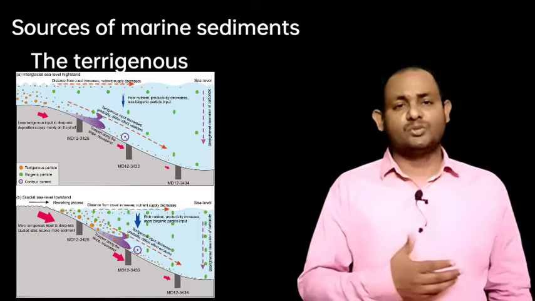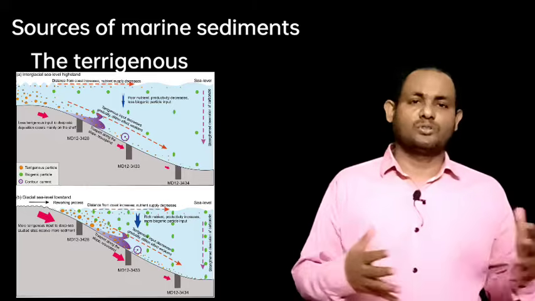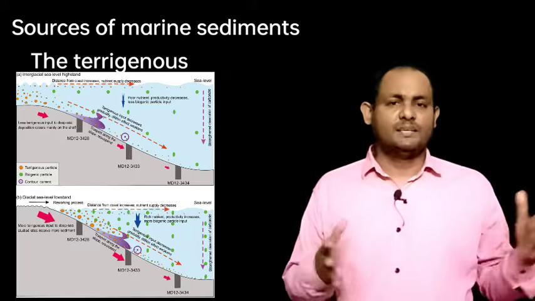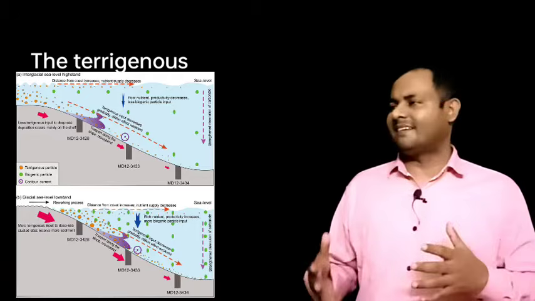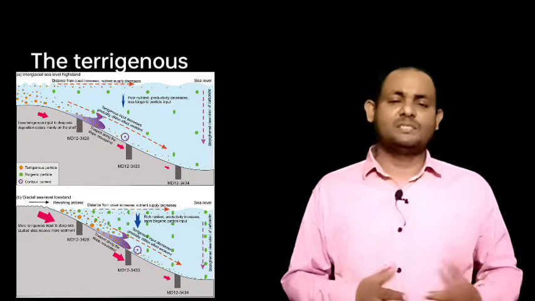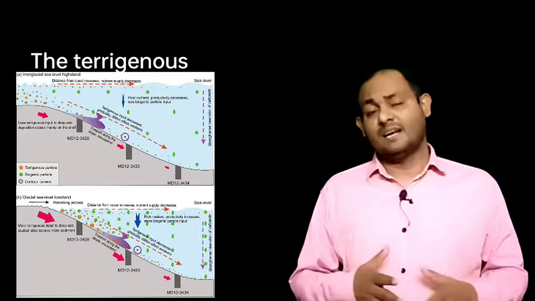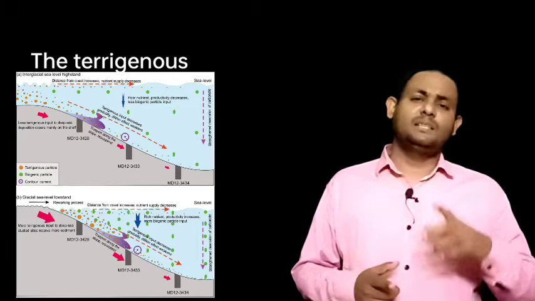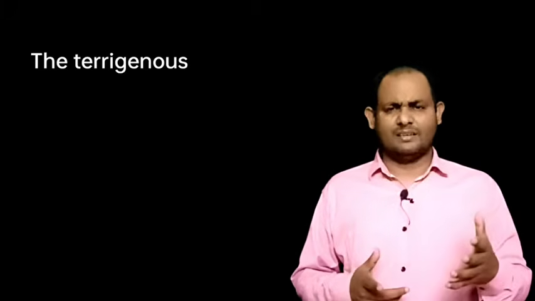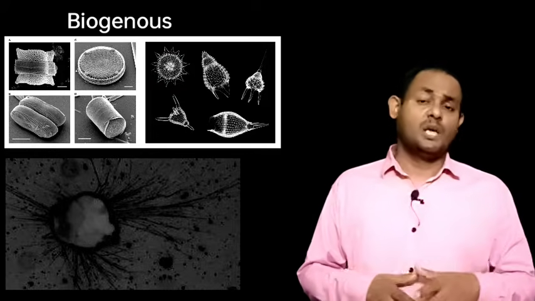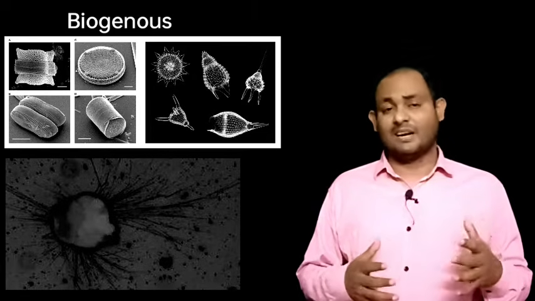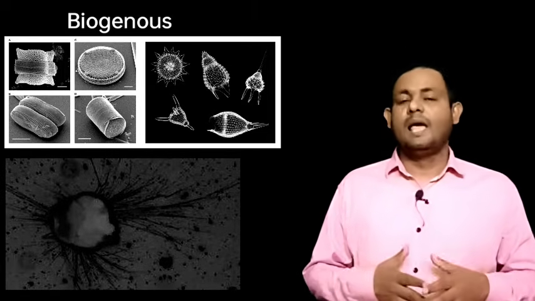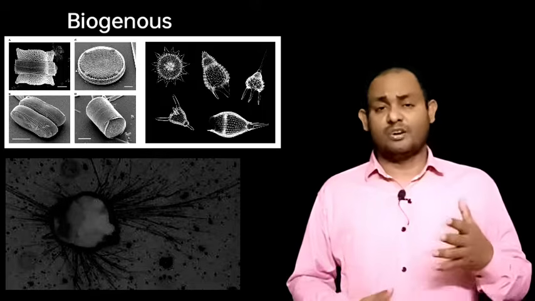The terrigenous source contributes rock fragments of varying size, such as boulders, pebbles, cobbles, gravels, quartzite, sand, and quartz, silt, clay, dust, etc. And another very important one: the biogenous sources of marine sediment comprise the process of decay and decomposition of the cells and skeletons of marine organisms also.